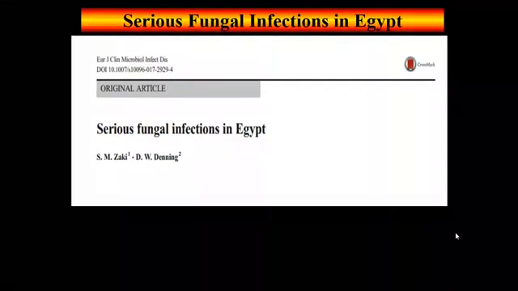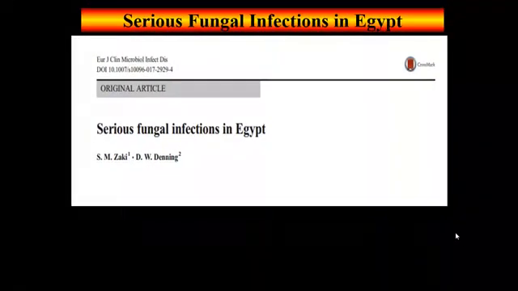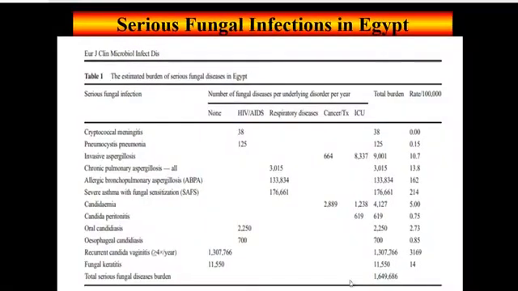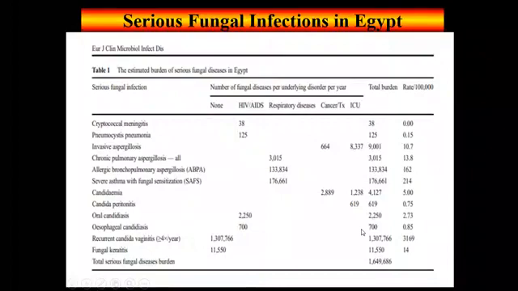Zaki and Denning in 2017 published an original article concerning serious fungal infection in Egypt, and they did a nice survey. They found the estimated burden of serious fungal diseases in Egypt is very huge, with a total of about 2 million people. If you go through the serious fungal infection types, you will find it started with recurrent Candida vaginitis in the majority of women.